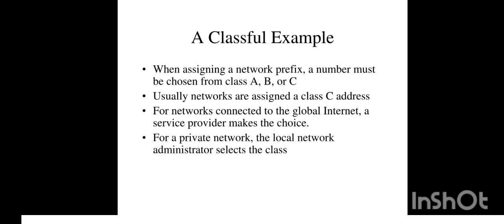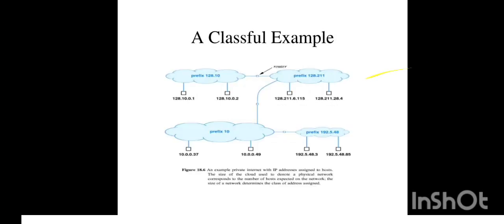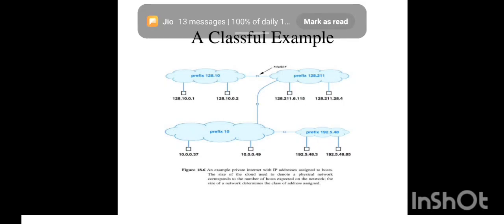The network is assigned to C. For networks connected to the global internet, the service provider makes the choice. For a private network, the local administrator does. Classful means the 4 IP addresses here are taken. So the router chooses which of the classful addresses can be chosen or not.